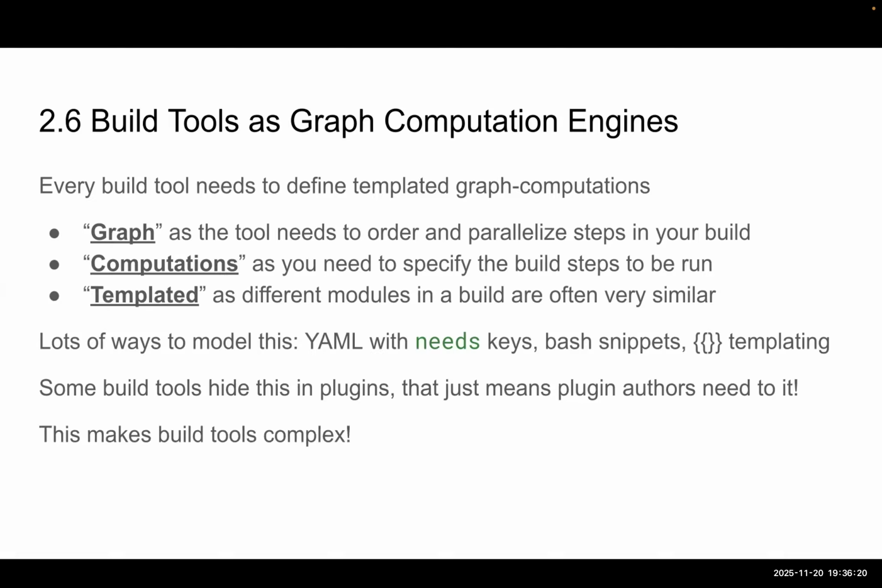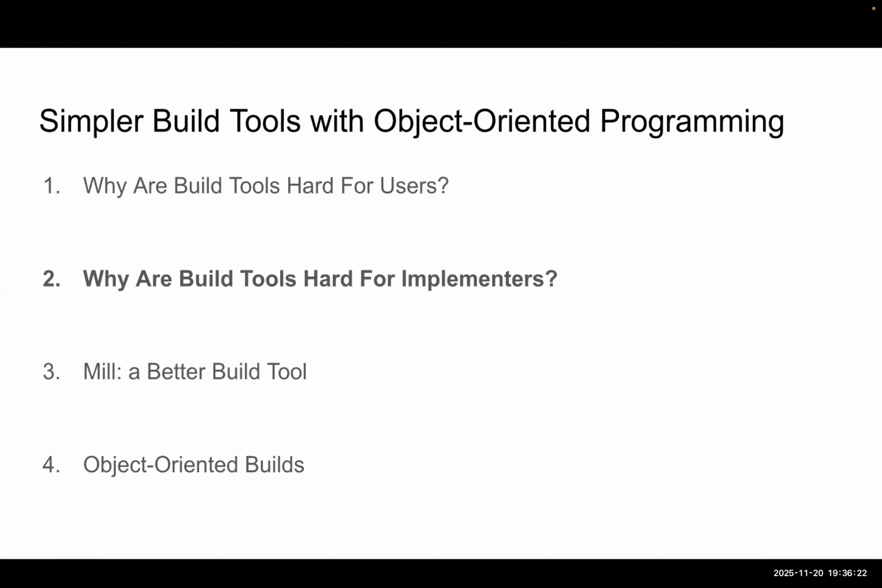And this is basically what makes build tools complicated. So that's why build tools are hard for implementers and not just for users. And it's not so easy to just make a better build tool. It always starts off simple, but as you try and satisfy all the requirements, you have parallelism, you have caching, you have invalidation, and you have templating. It always ends up being quite a complicated API and complicated system.